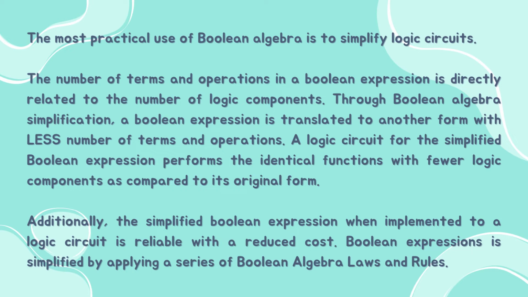For simplifying the logic expression using Boolean identity, we have to apply a series of Boolean algebra laws and rules. These Boolean algebra laws and rules include the OR rule, the AND rule, the absorptive law, distributive law, associative law, De Morgan's theorem, double negation law, commutative law, complement law, annulment law, and identity law.